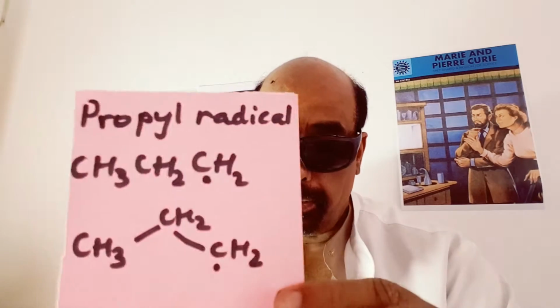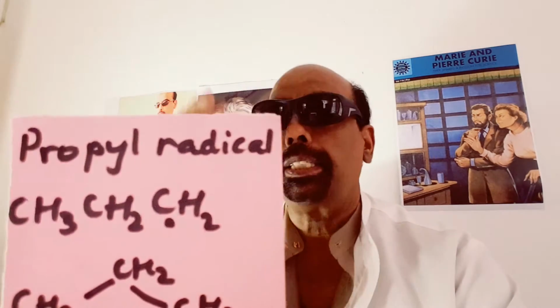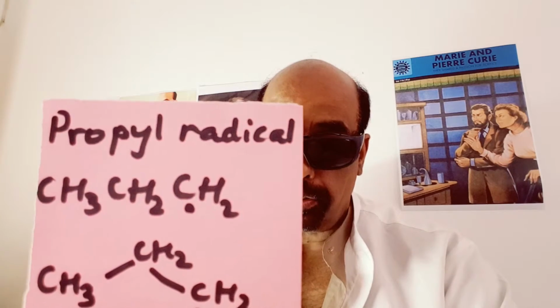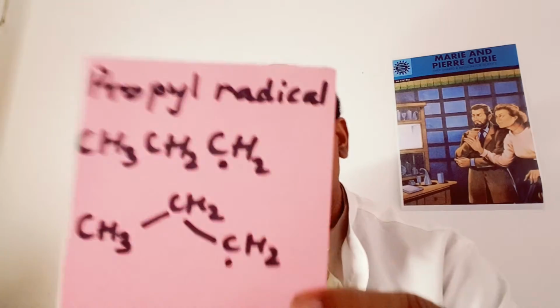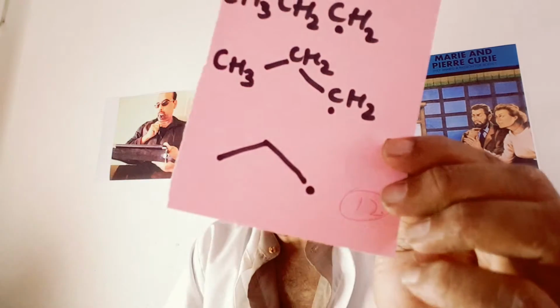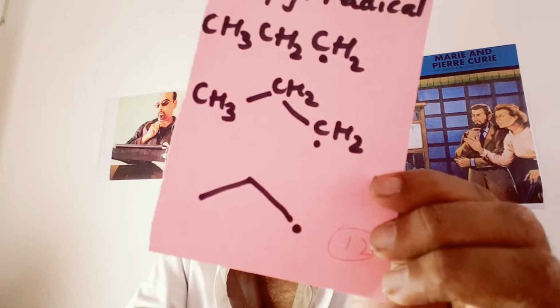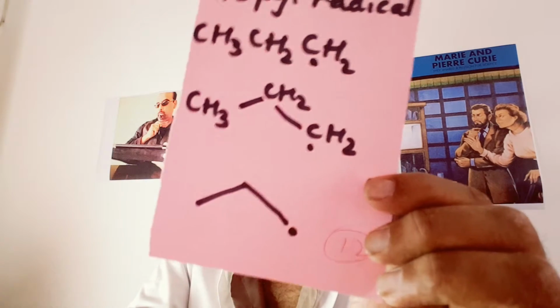Line formula or skeletal formula can be utilized to represent free radicals. This is the propyl radical, CH3CH2CH2 dot. It can be represented by 2 lines and a dot. The dot is the unpaired electron present in the radical.